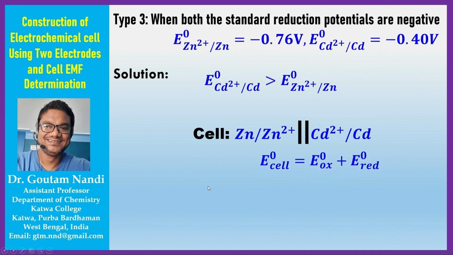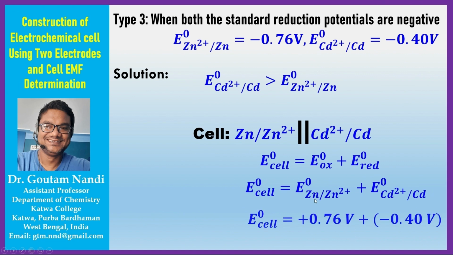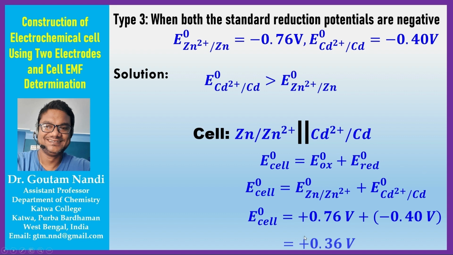Now E0 cell, E0 ox plus E0 red. Here it will be E0 Zn2 plus and E0 Cd2 plus Cd. Zn2 plus value will be plus 0.76 volt, and for this value, here you see Cd2 plus Cd is minus 0.40, so it will be minus 0.40 volt as it is. So this will give plus 0.36 volt.